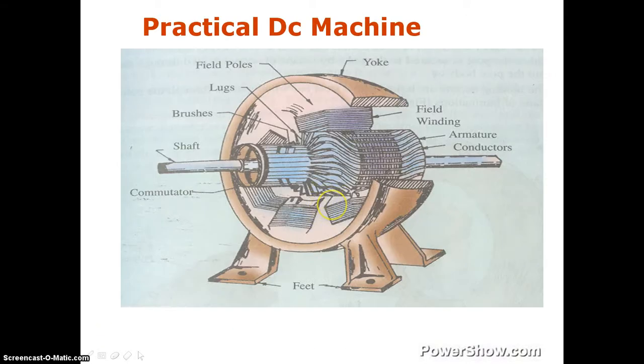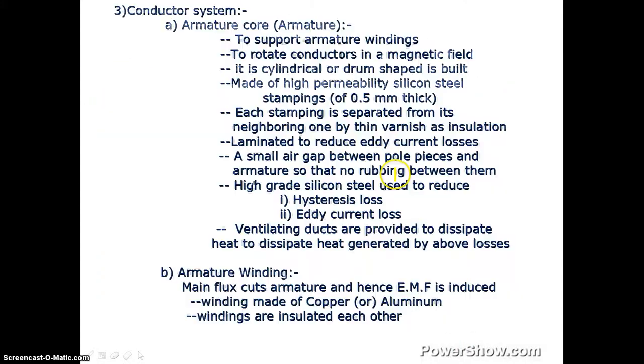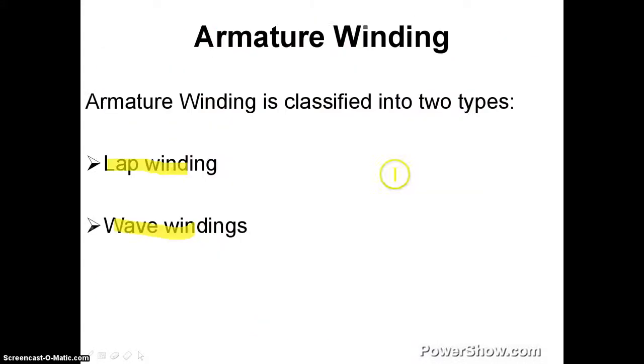So this is a practical DC machine in which the inner parts are shown clearly. The outer part is the yoke. So these are the various parts and their explanations.